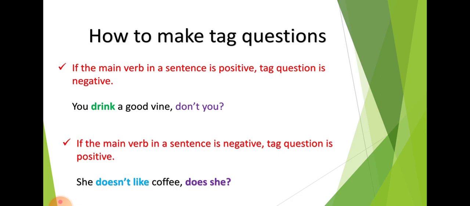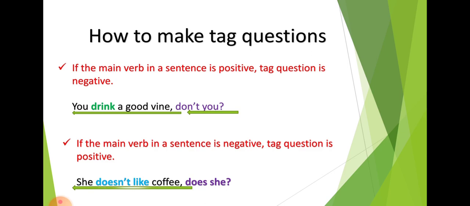How to make tag questions? So here we have two forms to make tag questions. The first form is, if the main verb in a sentence is positive, the tag question is negative. Read the example here. You drink a good wine. The statement is positive, so the tag question is negative. Don't you?